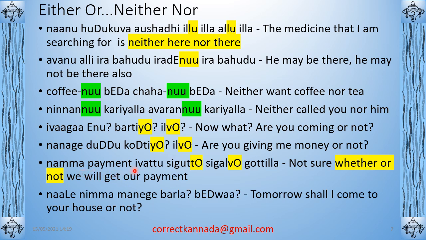So ನಮ್ಮ ಪೇಮೆಂಟ್ ಇವತ್ತು ಸಿಗುತ್ತೋ ಸಿಗಲ್ವೋ ಗೊತ್ತಿಲ್ಲ. So not sure whether or not we will get our payment. So ಸಿಗುತ್ತೋ ಸಿಗಲ್ವೋ. Okay, ಸಿಗು is to get. So ನಾಳೆ ನಿಮ್ಮ ಮನೆಗೆ ಬರಲಾ ಬೇಡ್ವಾ? Tomorrow shall I come to your house or not? So this either or is specifically not there in Kannada. Either or, neither nor. Instead, you will use these type of barala, bedva, or sigutto, ilvo, like that. Right? These type of suffixes are used for either or, neither nor.